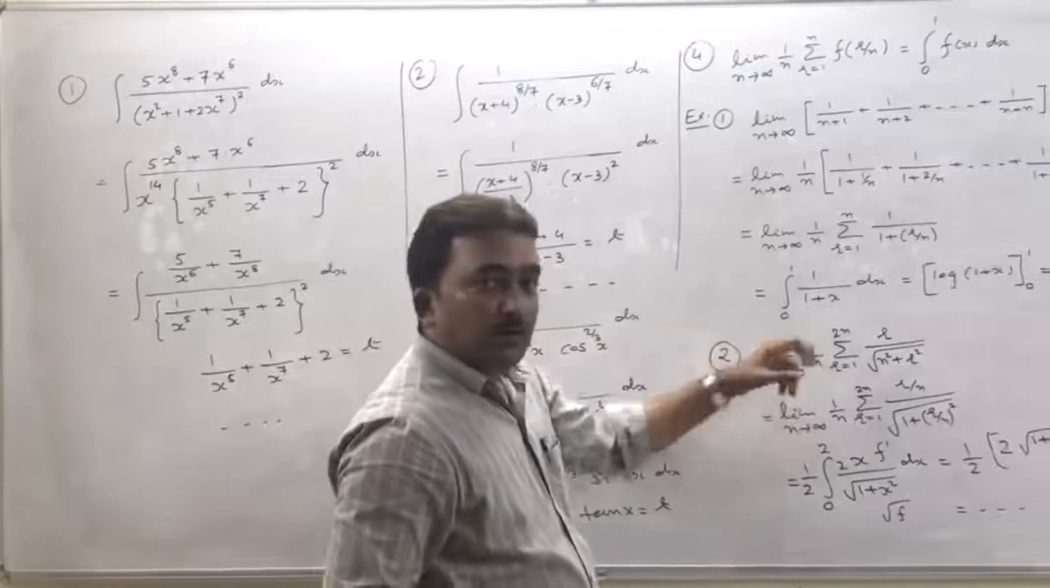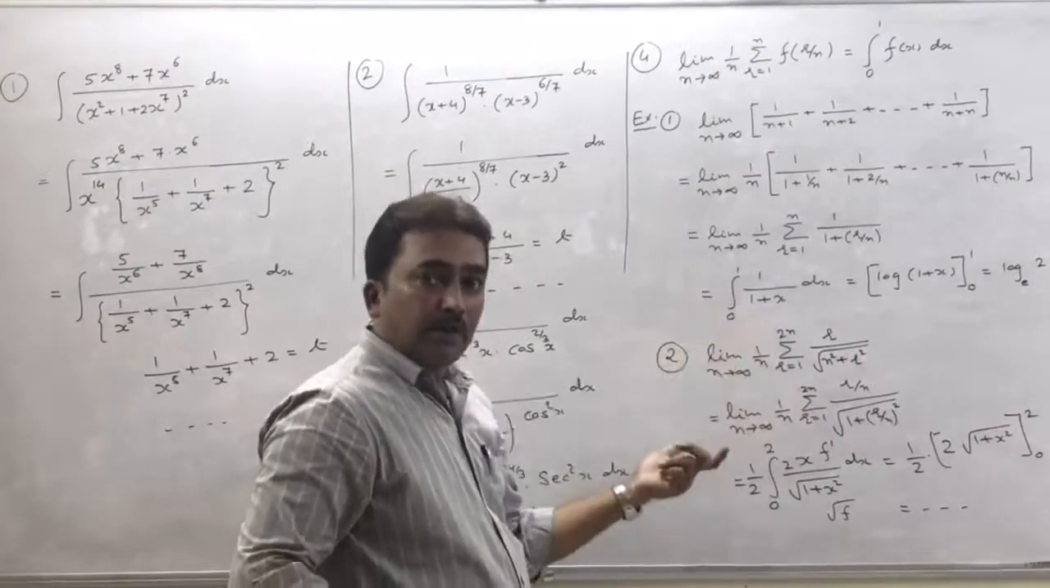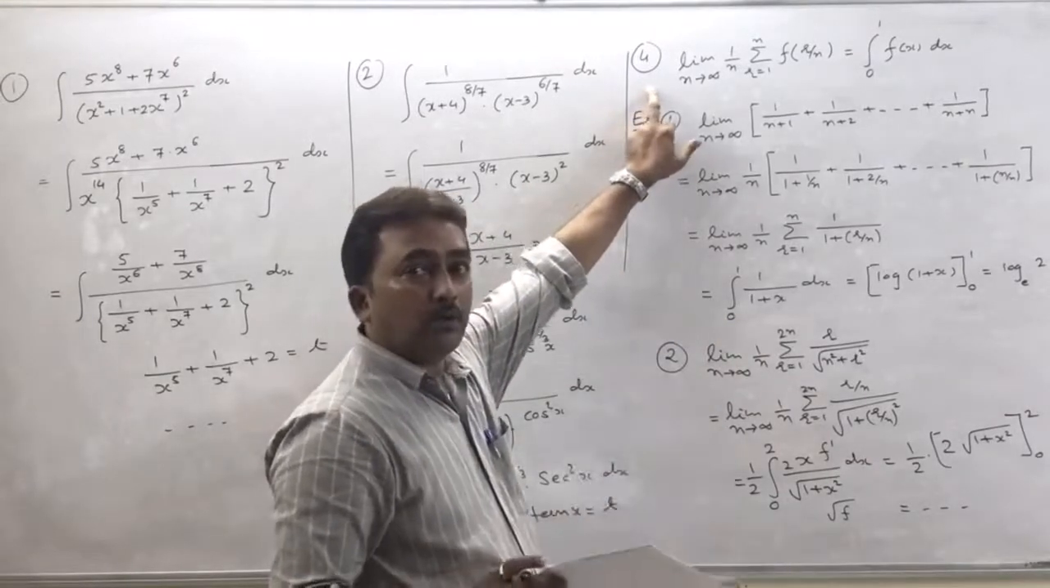Suppose 1 to 2n, then take 0 to 2. Suppose 1 to 5n, then take 0 to 5, and so on. But you have to remember this format.